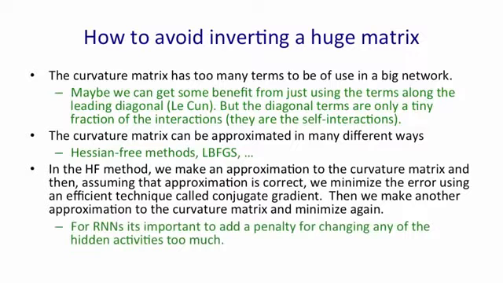It's also important in recurrent neural networks to add a penalty for changing any of the hidden activities too much. That will prevent us, for example, from changing a weight early on that causes huge effects later on in a sequence. We don't want to get effects that are too big, and if we look at the changes in the hidden activities, we can prevent that by penalizing those changes. If we put a quadratic penalty on those changes, we can combine that with the rest of the Hessian-Free method.